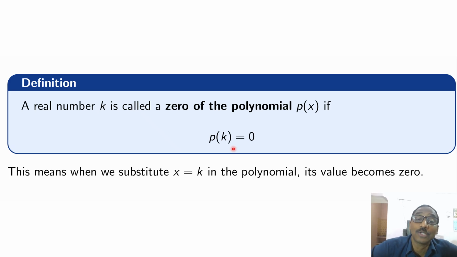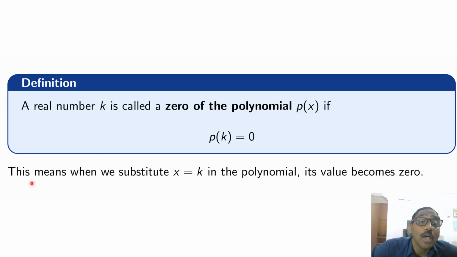So in this chapter, if p of k equal to 0, we say k is a zero of the polynomial. Always we call k a zero of the polynomial p of x. When p of k equals the number 0, then what is the name this k is having? The k is called a zero of the polynomial. Otherwise we can call it a root of the polynomial.